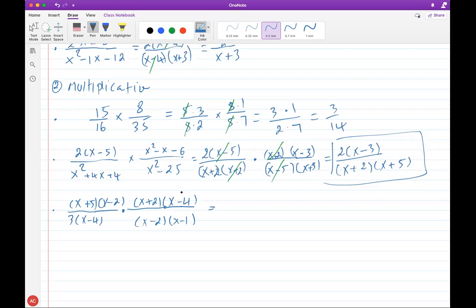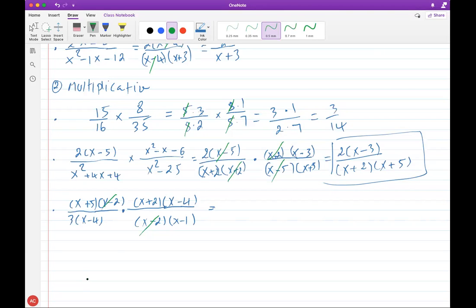As long as you cancel one from the top and one from the bottom. But before you cancel, make sure you have multiplications here. You have a multiplication here and here, multiplication here and here. Unlike here, you can't just cancel x plus 2 and x plus 2, because these are not multiplications between them. That's why we factored them first. For this one, luckily it's already factored. So we can cancel x minus 2 and x minus 2.